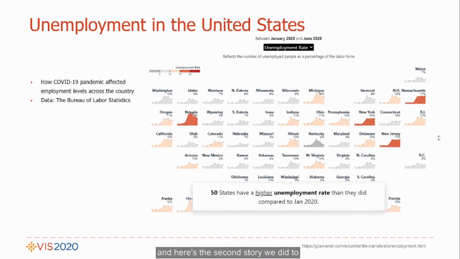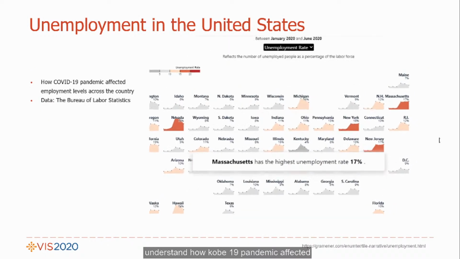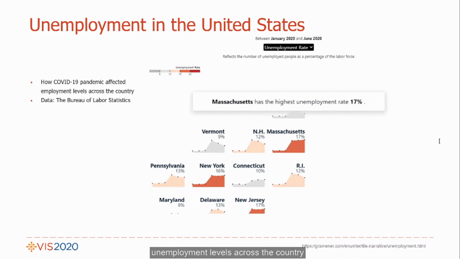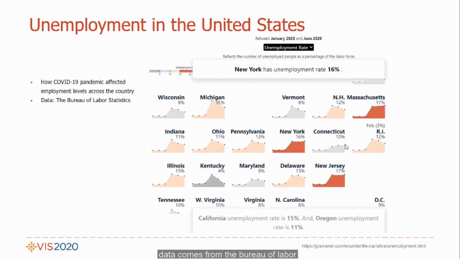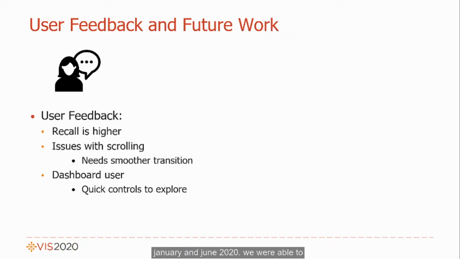And here's the second story we did to understand how the COVID-19 pandemic affected the unemployment levels across the country. This data comes from the Bureau of Labor Statistics, and we looked at the time frame between January and June 2020. We were able to measure users' interactive behavior on the page and gather some feedback.